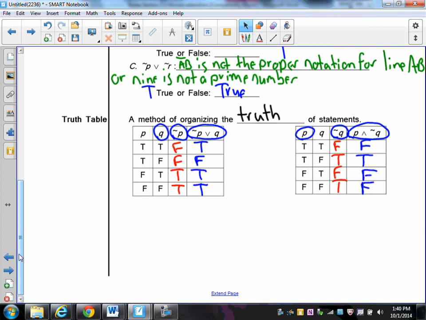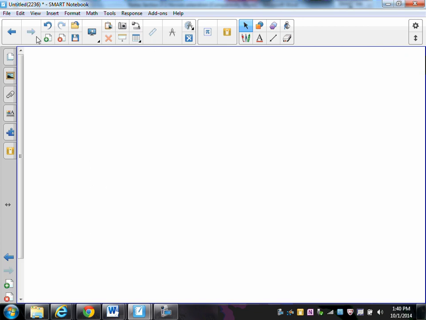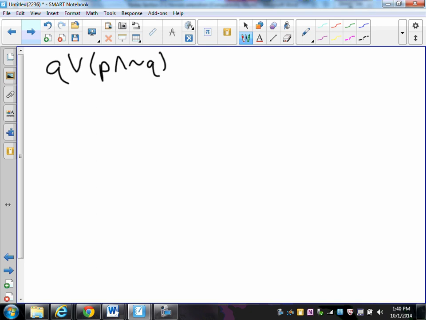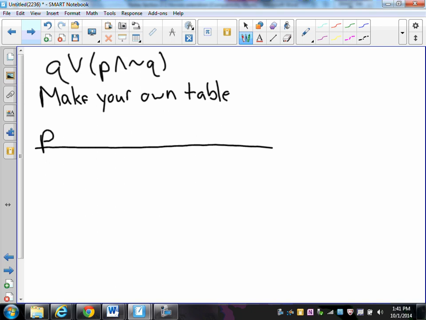The thing that gives people the most problems is whenever we need to come up with something on our own. So for example, this was one of the problems in your practice. It's Q or the quantity P and not Q. So the problem with this is we're not given our table. You should really try to do this by yourself. How do you organize this when you're not given a table? So you have to make your own table.